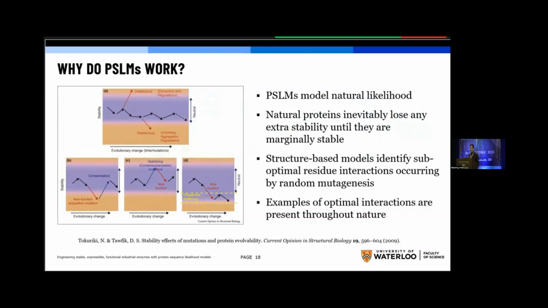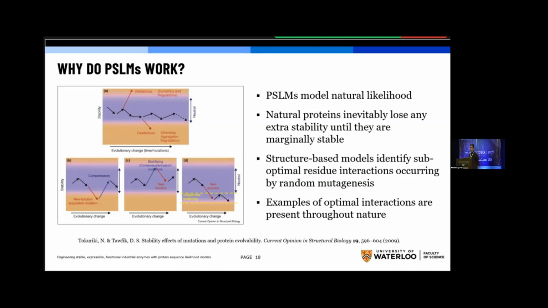And I think the reason is that natural proteins will reduce their stability and lose their function until they reach this marginal level where any further losses in stability, for example, would be deleterious to the organism. Because remember, this is about evolution naturally. This is about what enzymes are viable in nature.